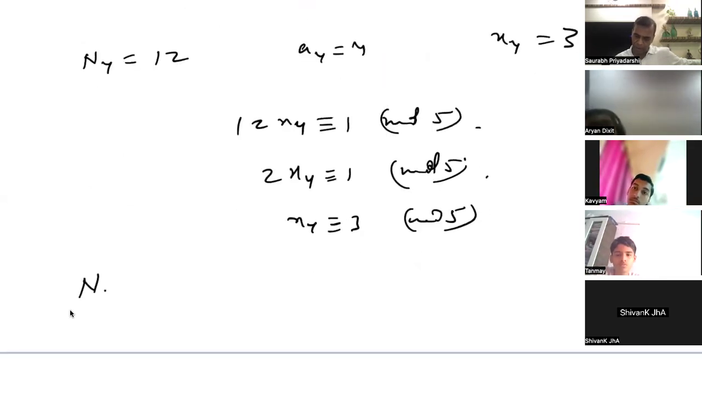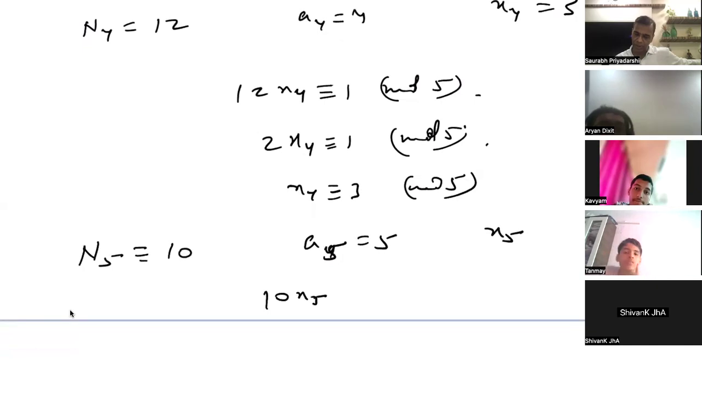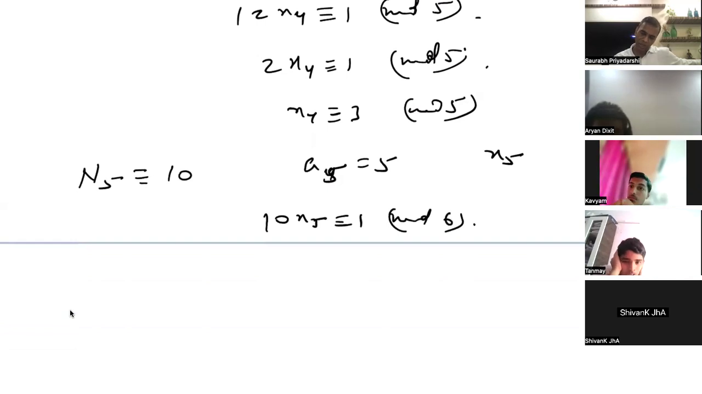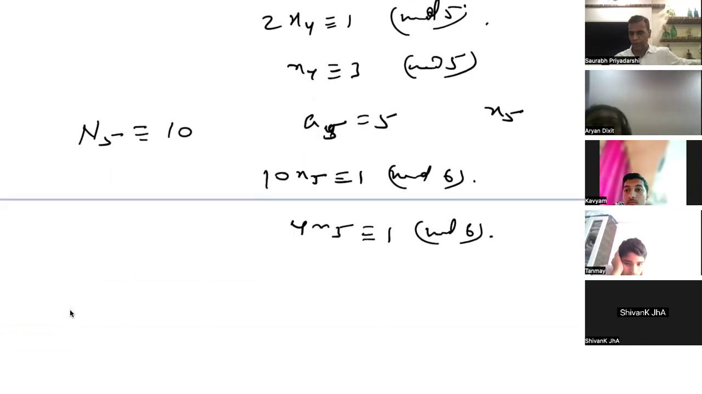And the last one, n5. When I'm dividing this by 6, I get 10. a5 is 5 only, and x5 is 10 times x5 congruent to 1 mod 6, right? So I'll divide this to get 4 x5 congruent to 1 mod 6. Sir, 1 mod 6 is always odd. Right? This 4 x5 is equal to 1, right?